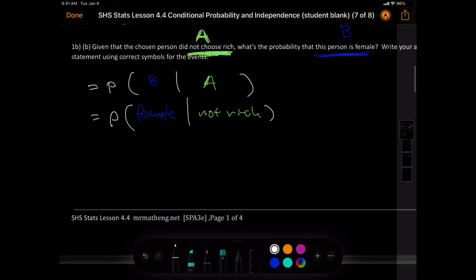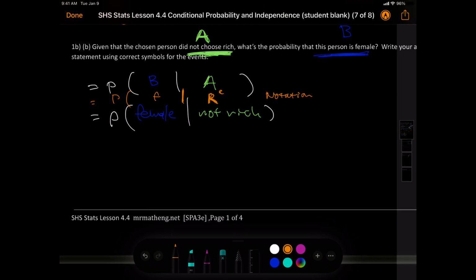And I want to write this in a different way, a special way. Let's do it here in orange. Just as the notation. Let me write that. Notation. So probability that they are female given, okay, watch this one, rich. But not, we said not rich.